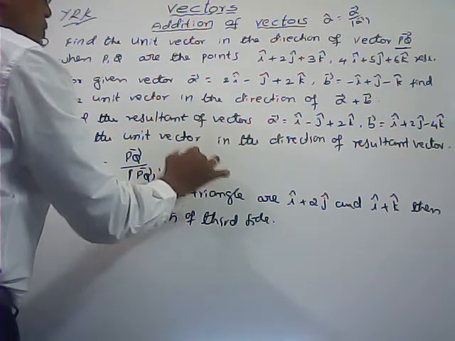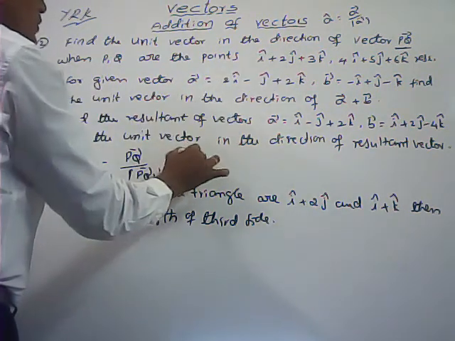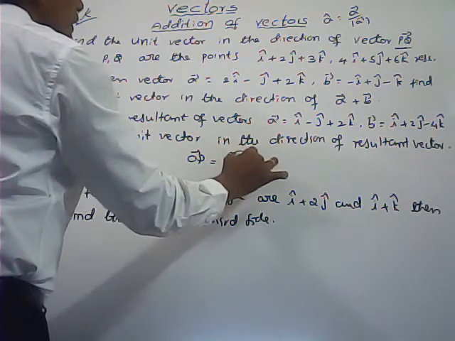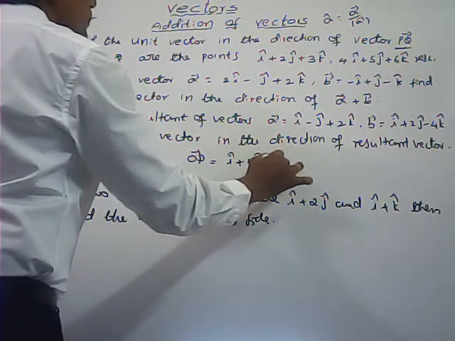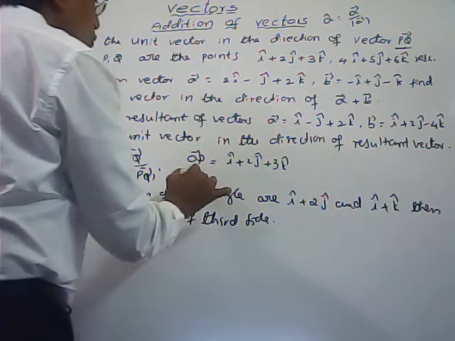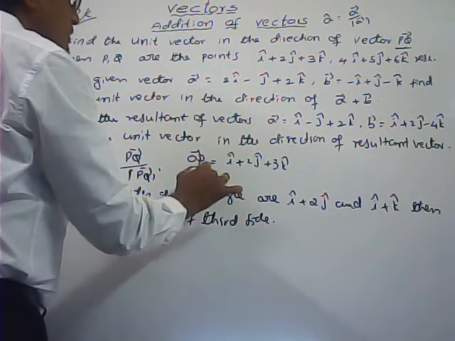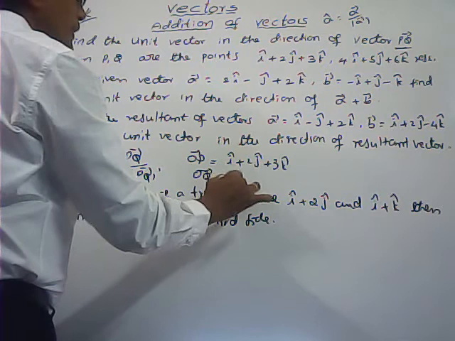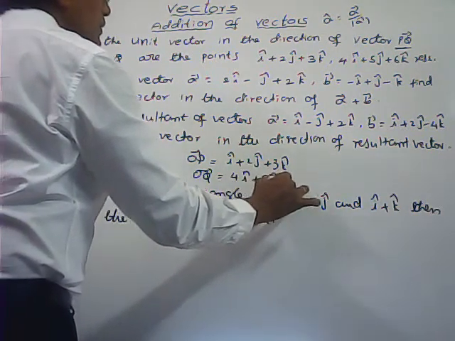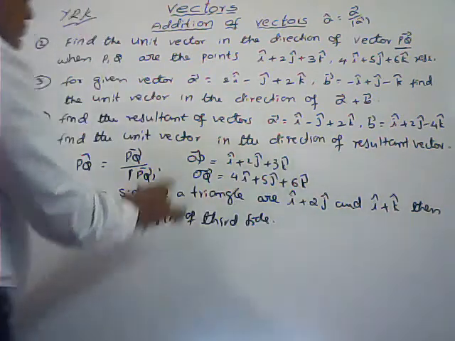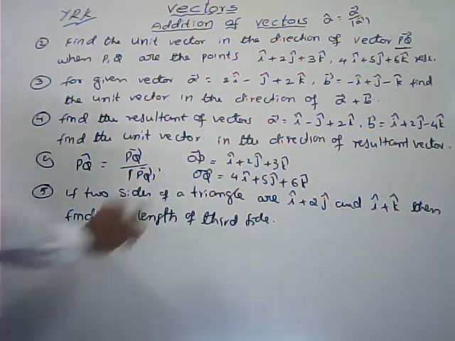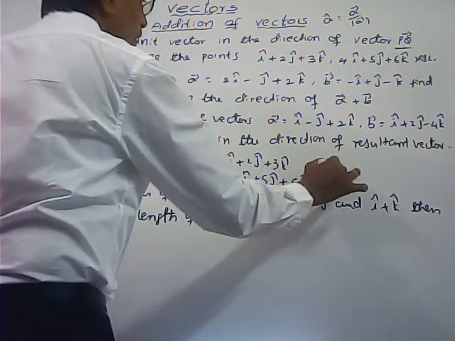OP bar, the position of this point with respect to origin, OP bar is equal to i cap plus 2j cap plus 3k cap, remaining similar to that one. And OQ bar is equal to 4i cap plus 5j cap plus 6k cap. Here OP bar, OQ bar position vectors are given. First find PQ bar.